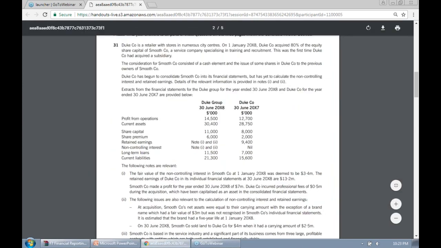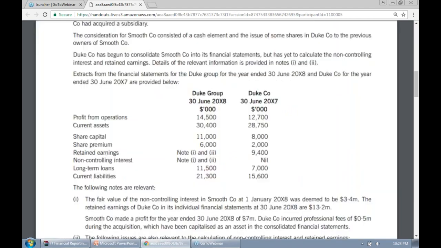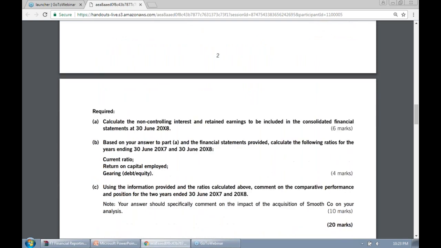Now I'm just telling you how to identify the hint from the scenario. So first of all, read the requirement. Calculate the non-controlling interest in the retained earnings included in the consolidated financial statement. So this portion is actually related to consolidation.